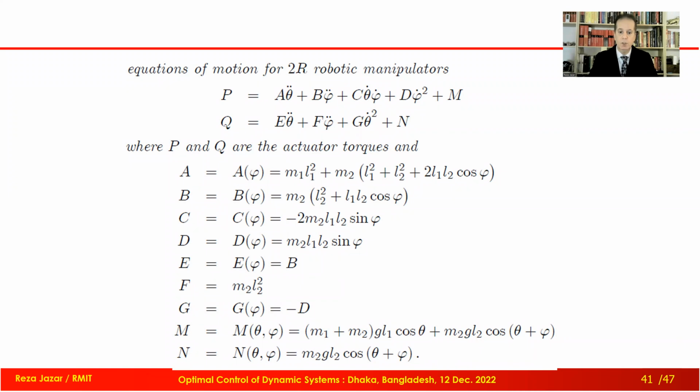As you can see, those coefficients are related to variables, so A, B, C are not constant. For example, A is a function of phi, and the other things are parameters, M1, M2, L1, L2, which are the lengths, and they are constant. The only variable is phi. I do see the last ones, capital M and capital N, are functions of both theta and phi.